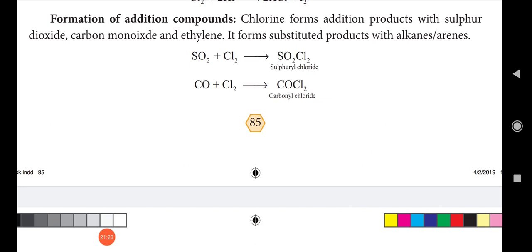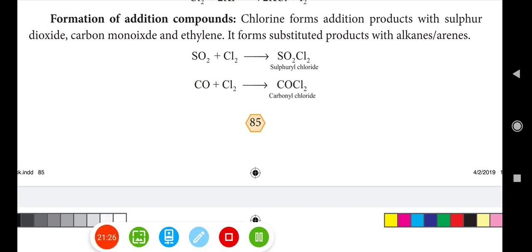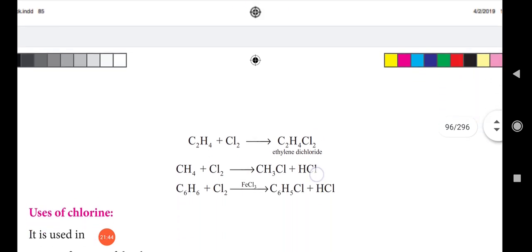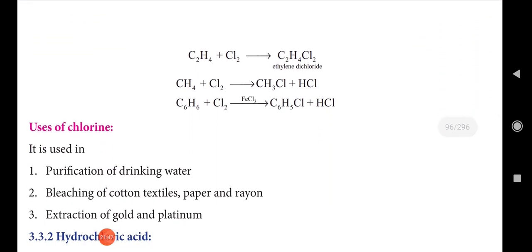So first, addition reactions of chlorine. Sulfur dioxide combines with chlorine to form sulfuryl chloride. SO2Cl2 is sulfuryl chloride. Carbon monoxide combines with chlorine to form carbonyl chloride, COCl2. Next, this is also an addition reaction. Ethylene, or acetylene, combines with 2 chlorine.